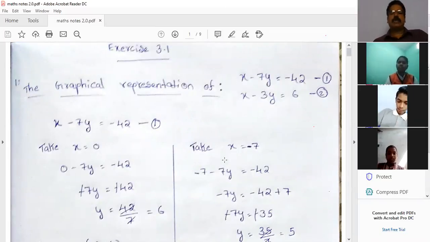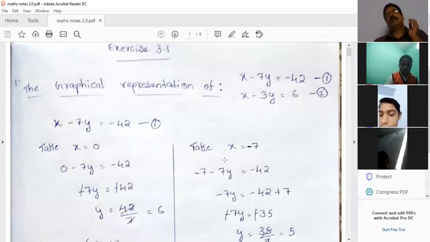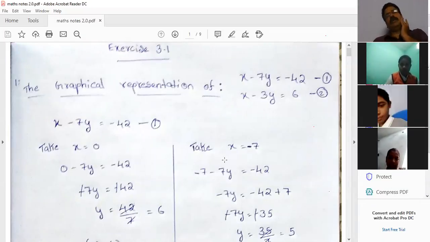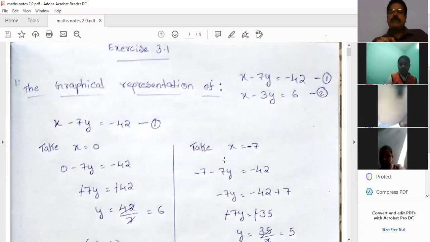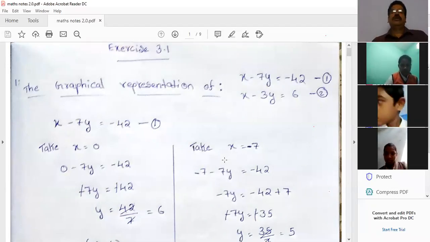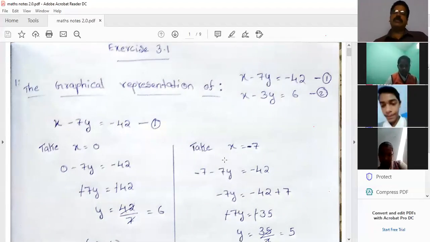Now copy these solutions in the book. Copy them fast, that's why I told you to use a rough book. Quickly copy the 3 solutions. You can take your own solutions also, no problem, but take values which are in the 7 table only, because for x minus 7y equal to minus 42 you should not get fractions.